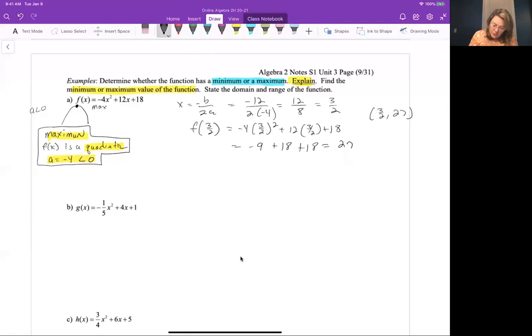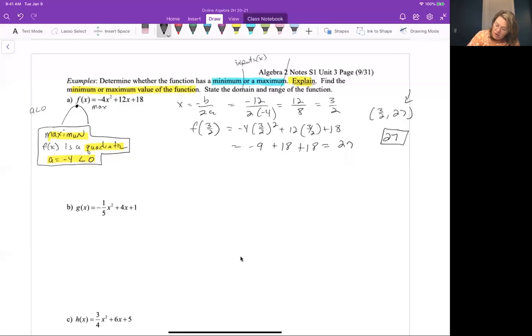27. What do they ask for? Find the minimum or maximum value of the function. The maximum, we said it had a maximum, happens when, what's the maximum value of the function? What's the output maximum value? 27. So the answer is 27. Okay, so that's the y value. That's the output of the function. The function's maximum at 27. Now, state the domain and range. So if I have a parabola, all the x's are possible. So domain, remember, is all my inputs or my x's, which are my x values.